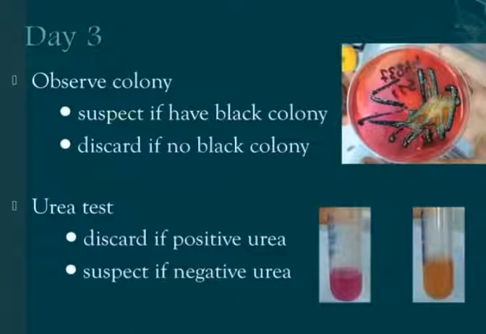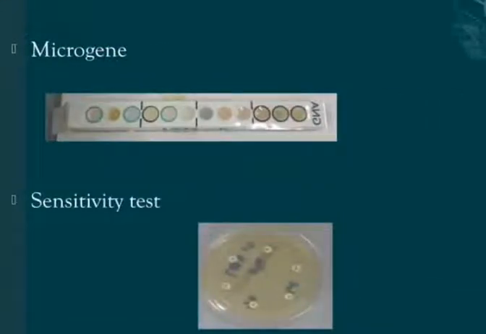On the third day, they observe the colony. They suspect Salmonella if there is a black colony. They discard if no black colony occurs. Urea test: they discard if the urea is positive. Suspect if the urea is negative. Microgen and the sensitivity test are also done.